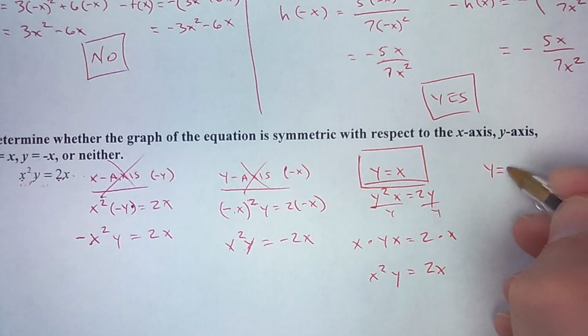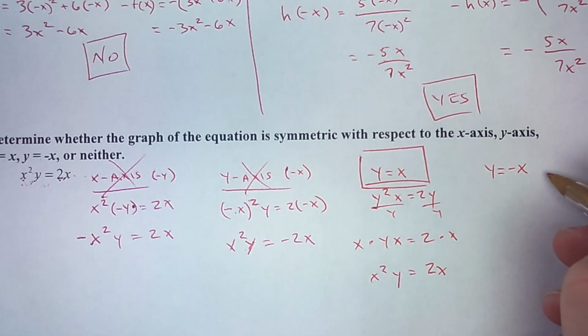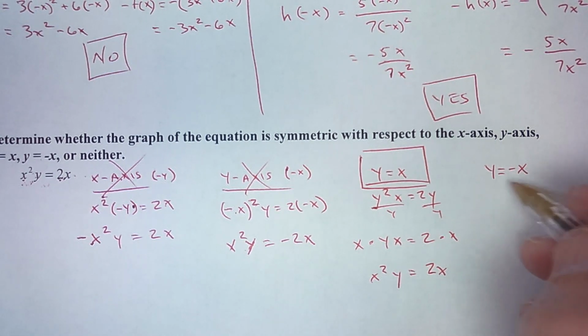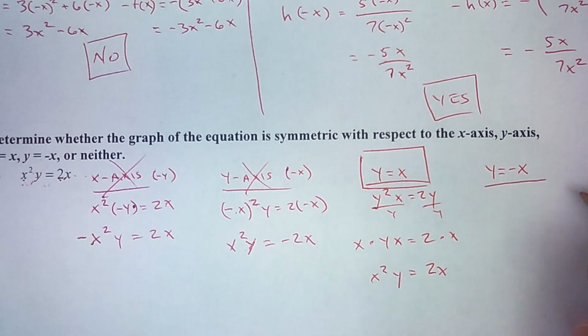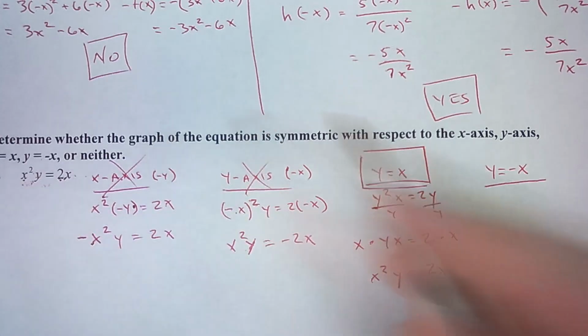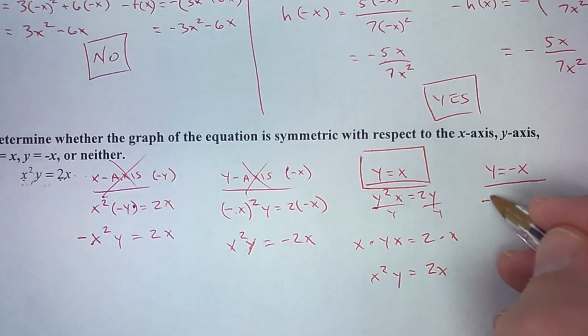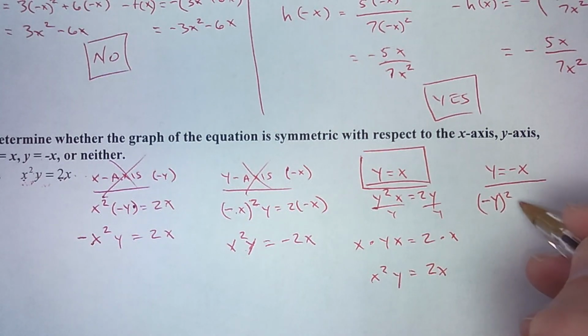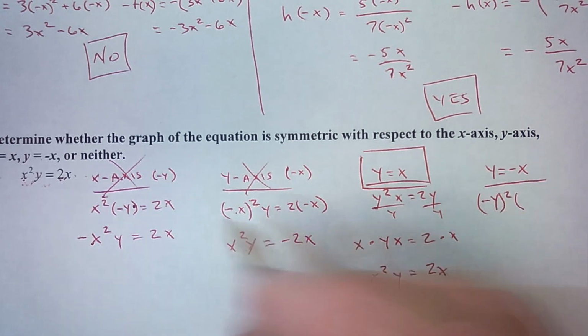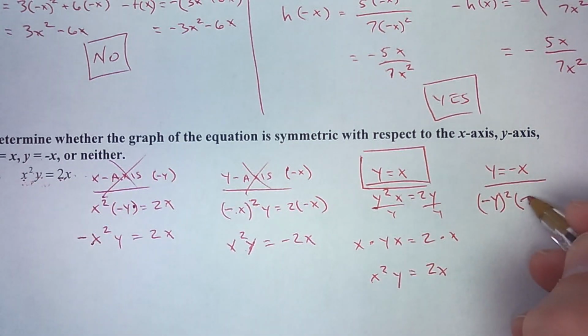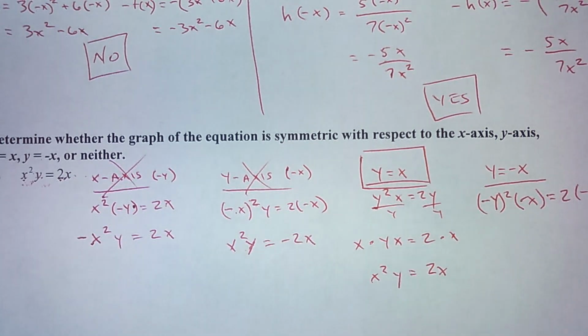And then y equals negative x. So if y equals negative x, then x equals negative y. So I can replace every x with a negative y and every y with a negative x. So the x, I'm going to switch it and negate it. It's going to become negative y squared.